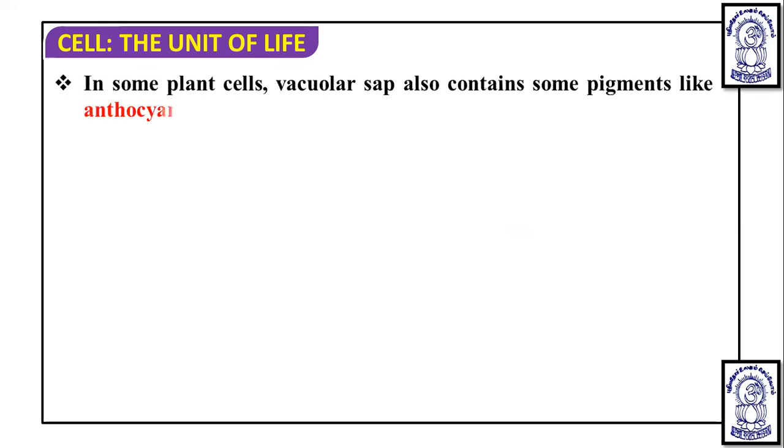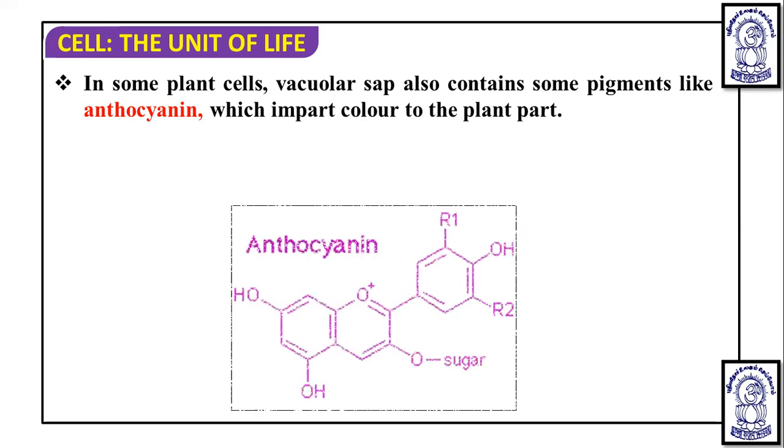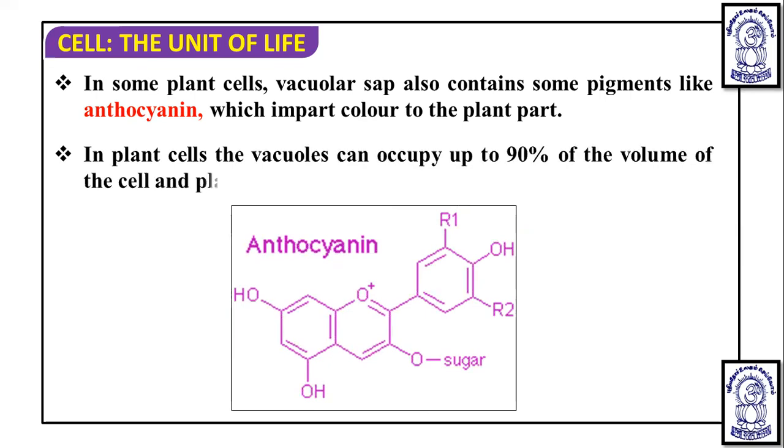In some plants, the vacuolar sap also contains a pigment known as anthocyanin. It is a water soluble pigment, so it can be present within the vacuole, and it imparts color to the plant part. And this is the structure of anthocyanin. No need to remember the structure.